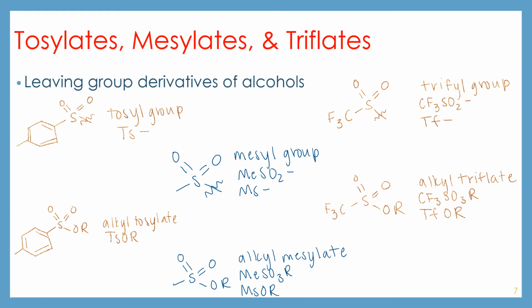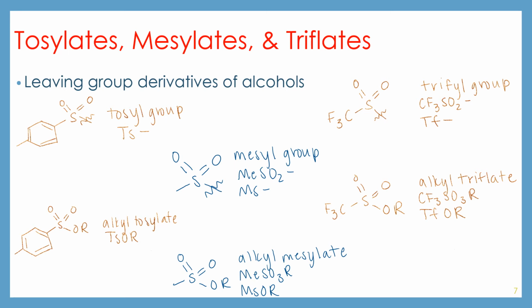Okay, there's one other topic in this video here, which are leaving group derivatives of alcohols. So we already know that alcohols are not particularly good leaving groups. We do a lot of things to change them. We can protonate them. We can now convert them into halogens. Those are effective ways to do that. There are also these compounds called tosylates, mesylates, and triflates, and these are also really good options.